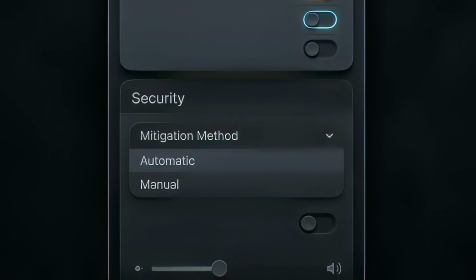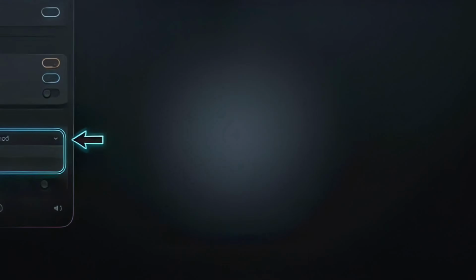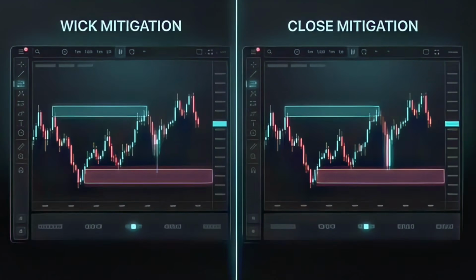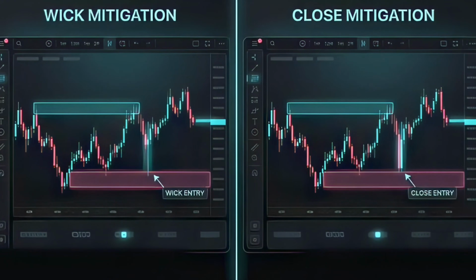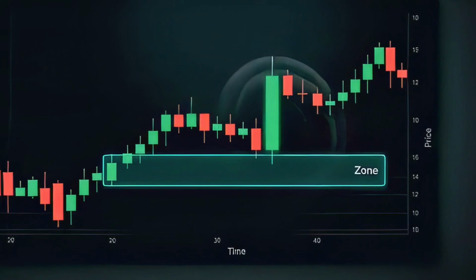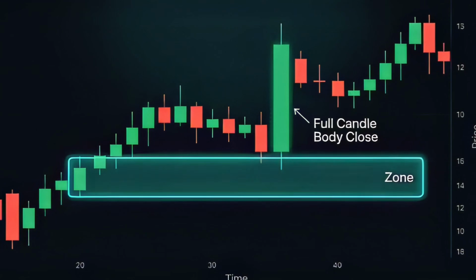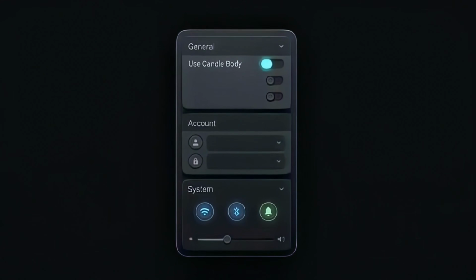There is also a mitigation method, which decides when the indicator considers an order block used up and removes it. You can base it on the candle high and low, or on the candle close. Using the close is the stricter, more conservative choice. It requires price to genuinely close through a zone before writing it off, rather than deleting it the instant a single wick pokes through. I would use close.